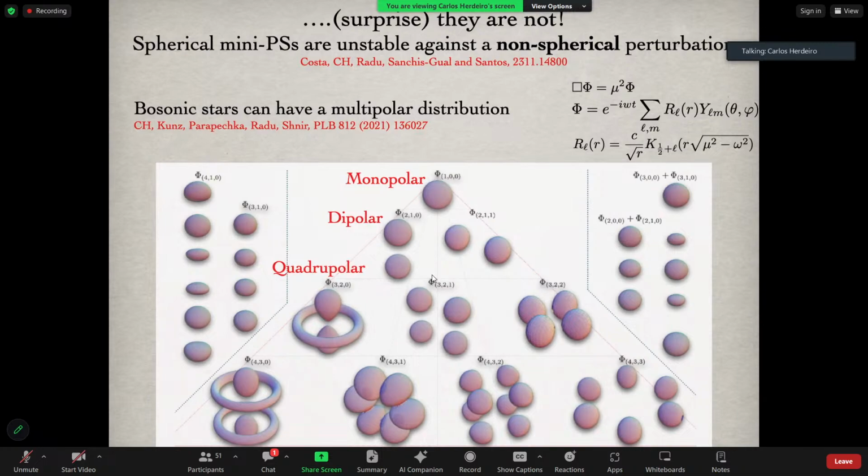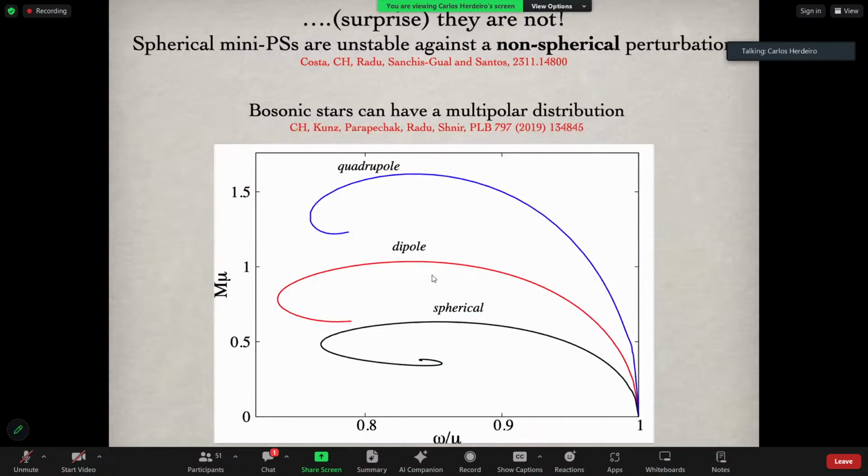And like in hydrogen, the energy you expect is larger for larger quantum numbers, as is illustrated here for this spherical, that is the monopolar, the dipolar, and the quadrupolar families of stars. So each of these curves is the family of one type of those stars. And you see that the energy, in this case, the mass for the same frequency, goes up as you go into higher multipoles.